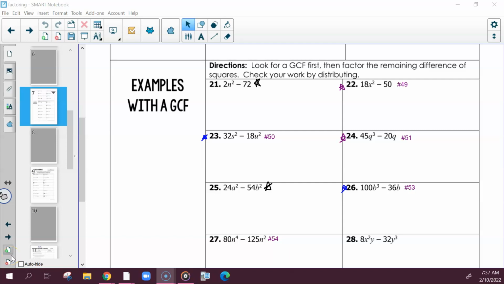Finding these difference of squares, but when they have a GCF, so we have to check and see, does it have a GCF before continuing? So we're just going to do a few more problems, and then you'll have a chance to practice on your own.